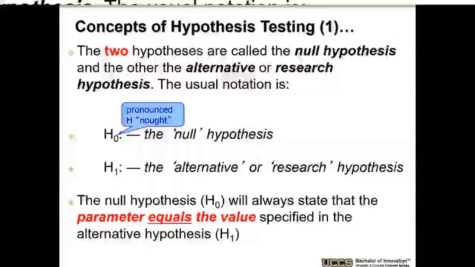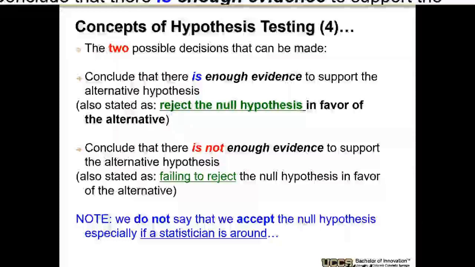So again, going back to the two decisions, I can reject the null hypothesis, or I can conclude there's not enough evidence, right? Note, we do not say that we accept the null hypothesis, especially if there's a statistician around. We never accept the null hypothesis. We fail to reject the null hypothesis. And this is the other place that people dealing with statistics get themselves in trouble.